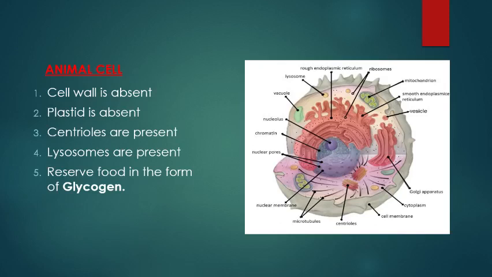But in case of animal cells, cell wall is absent. Plastid is absent. Centrioles are present. Lysosomes are present. Reserve food in the form of glycogen.